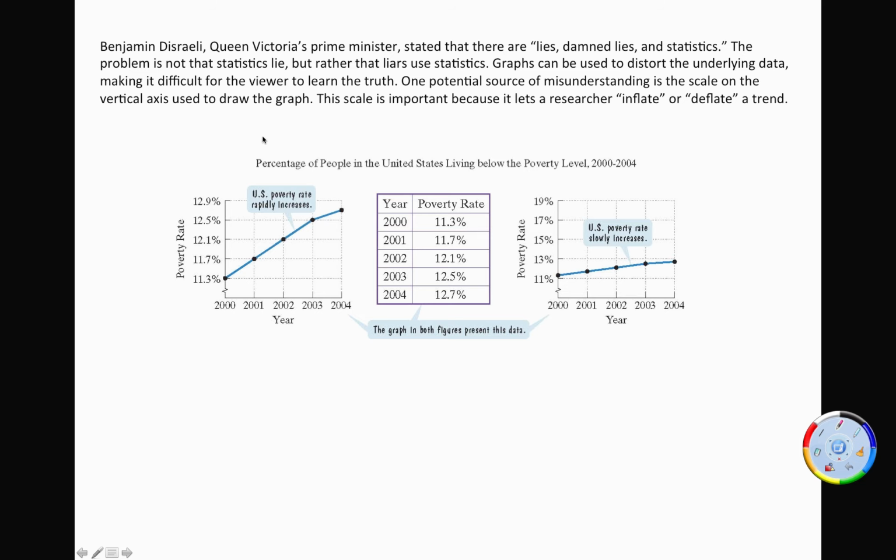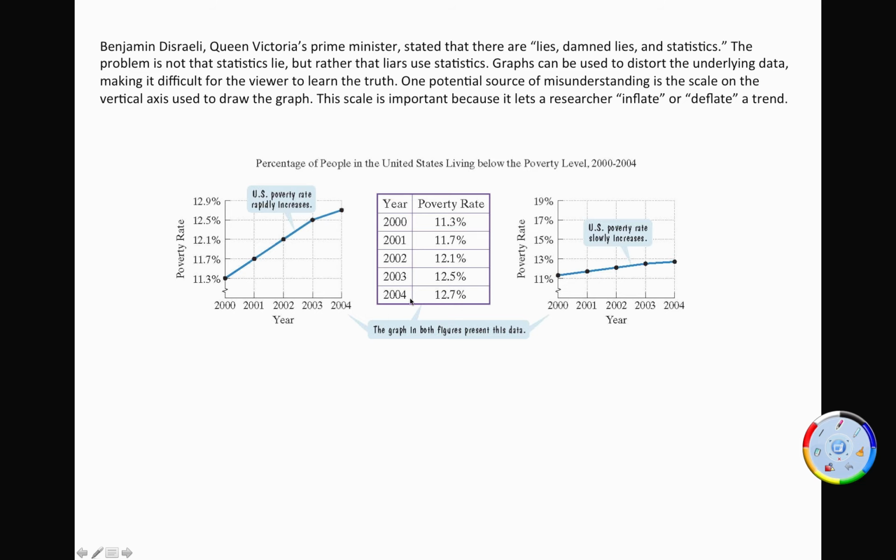Okay, the scale is important because it lets a researcher inflate or deflate a trend. For example, both of these graphs present identical data for the percentage of people in the United States living below the poverty level from 2001 through 2005. Here's the actual data values.